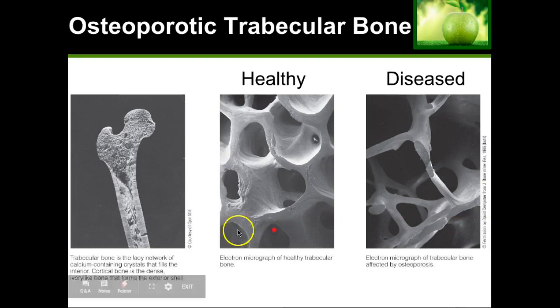Here again, I'm showing you diseased bone, looking at the trabecular bone. This is healthy, strong bone structures laid down. And here you can see diseased, thin bone structures in an osteoporosis patient.